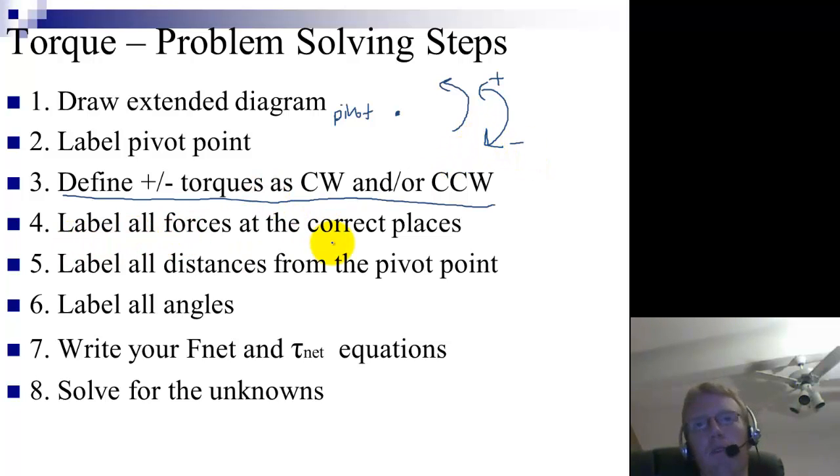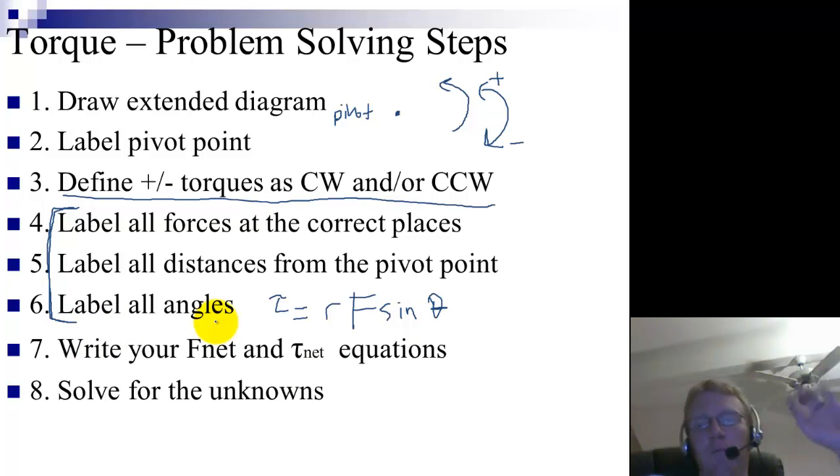Okay, label all your forces. That's a no-brainer. And label all your distances. Label all your angles. So these 3 things are all just regular torque problems. Anytime you have a torque problem, you got to have not only the forces, but also the distances and the angles. And that's, of course, because, don't forget it, torque equals r F sine theta. Very important. r F sine theta.